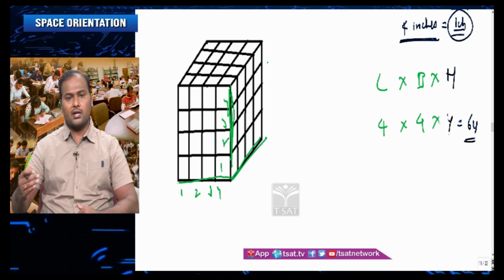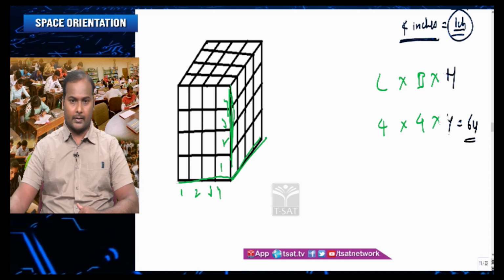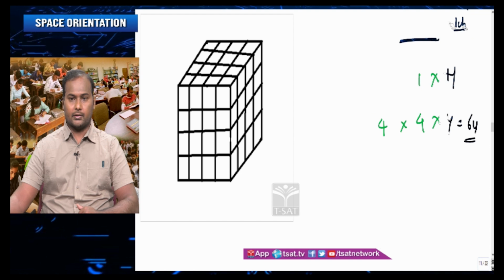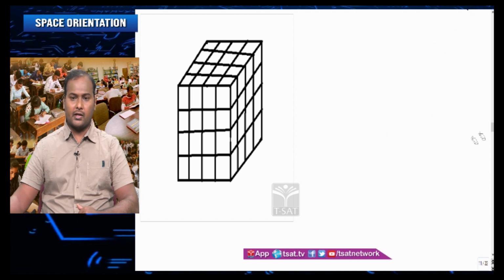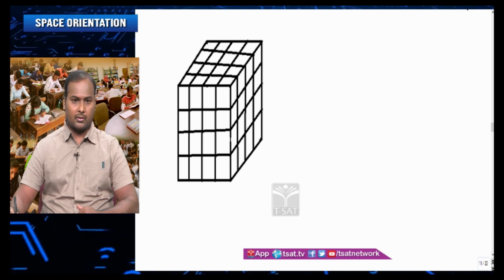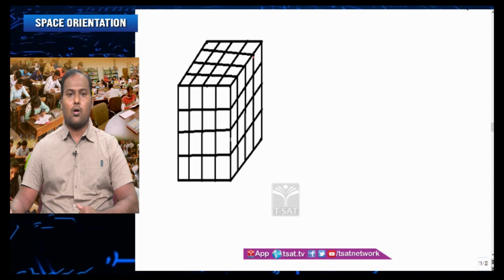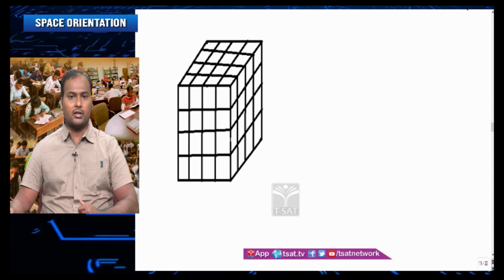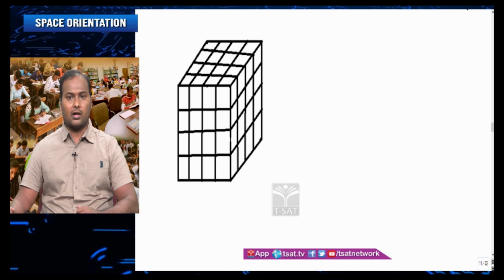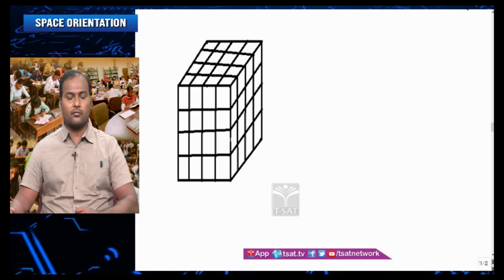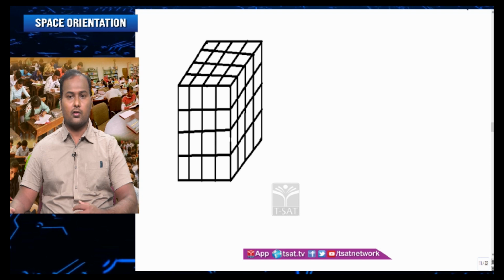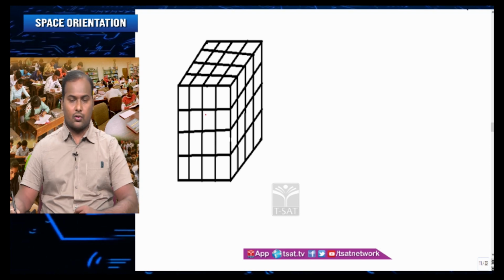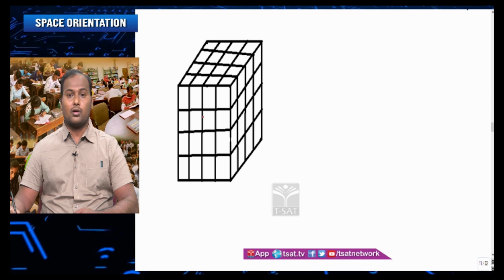Now the question is, imagine now the entire cube is painted with any color, so imagine I am taking red. Now the question is, how many small cubes will have only one side paint? How many small cubes will have only two side paint? How many small cubes will have three side paint? How many small cubes will have four side paint? How many small cubes with zero side paint also?